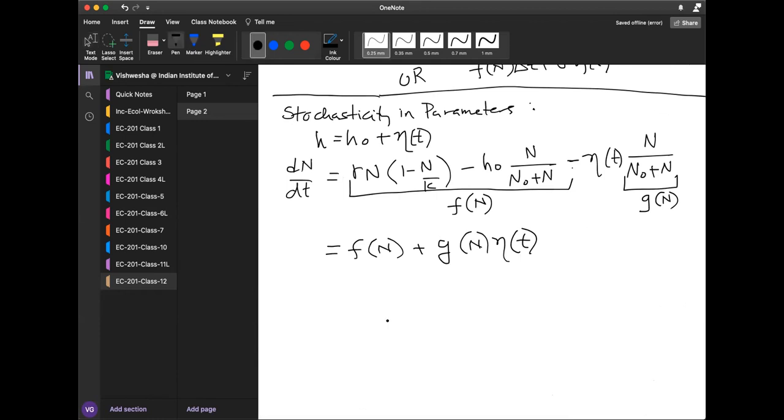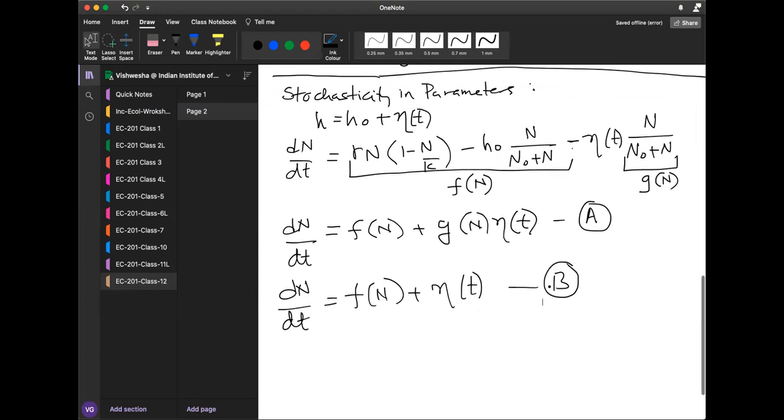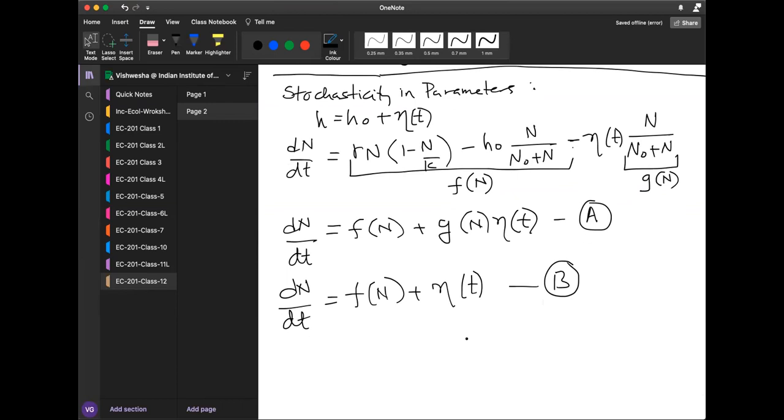From an interpretation point of view, I will write that here. Let me write this as B. Can you tell me what are the interesting differences between A and B? In B you're just adding a constant value, but in A it's a constant that affects a function. A function of what? Of N, the population. As Amir rightly said, here the noise is a function of the population size itself. What does it mean to say noise is a function of population size?